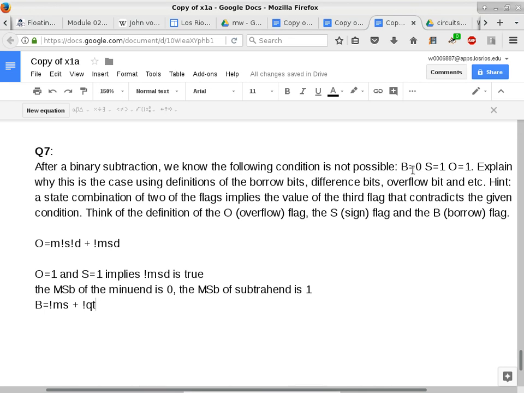But did you see how I just used the definitions of the terms to help me with this? In the specific order of the overflow flag and the sign flag, we can deduce the borrow flag has to be a 1, but it is given to be a 0. So now we have a contradiction. It is not possible. Is that okay or not?